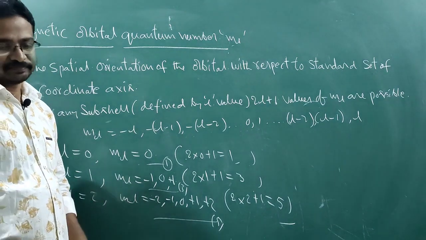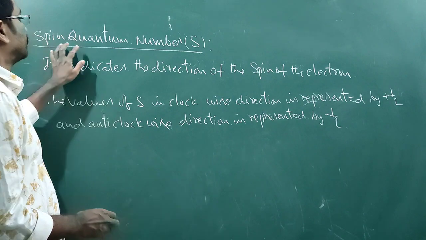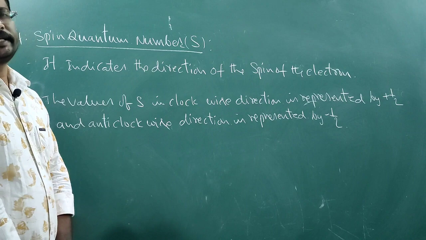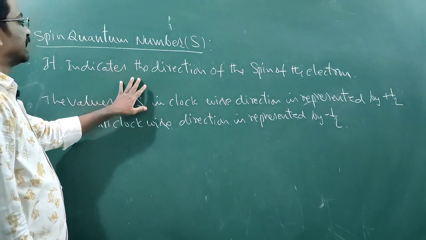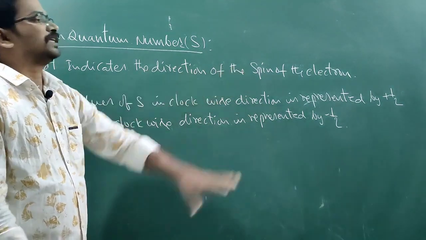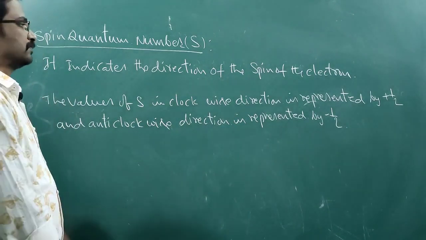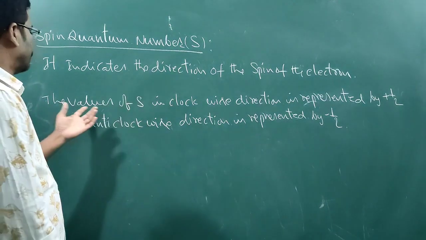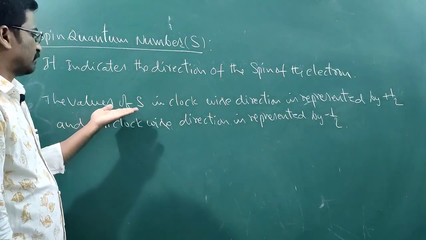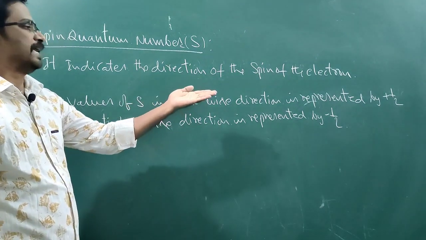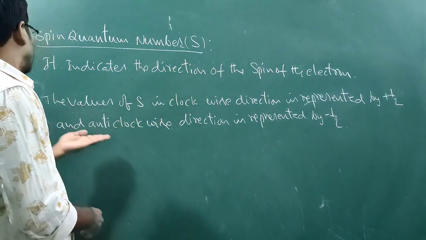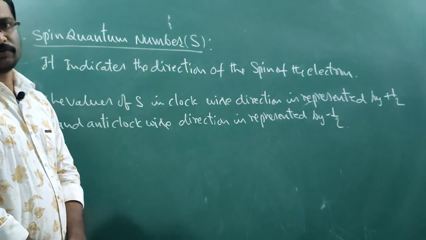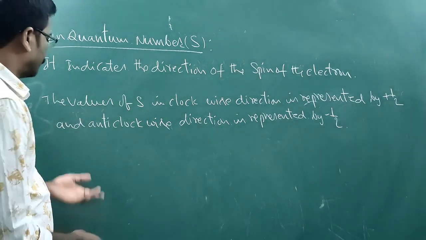Next one is the spin quantum number. The spin quantum number is represented by S. What does it indicate? It indicates the direction of the spin of the electron. The value of S for clockwise direction is represented by plus half, and for anti-clockwise direction it is represented by minus half. How do we understand this?